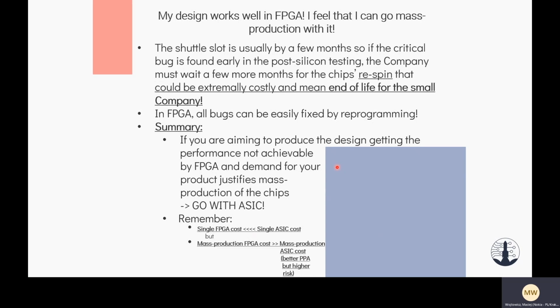So for mass production designs, there is better PPA, but of course higher risk. The risk I explained here is the risk of respins, which take months. In FPGA, there is no risk of respins because you are able to reprogram at any time after the bug is fixed.